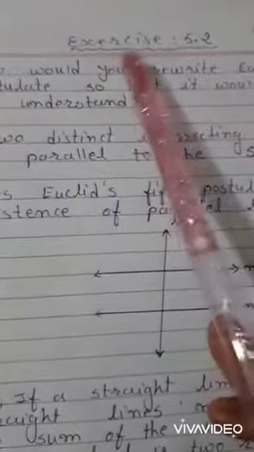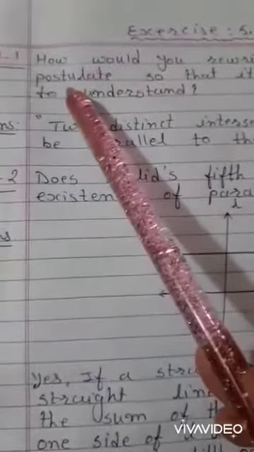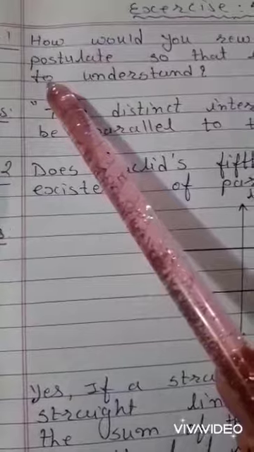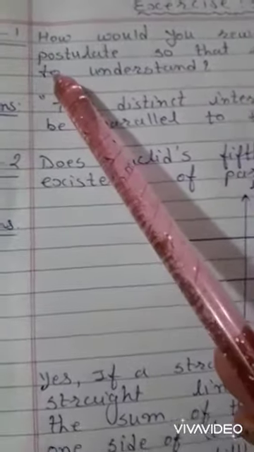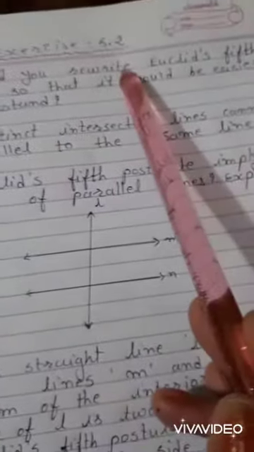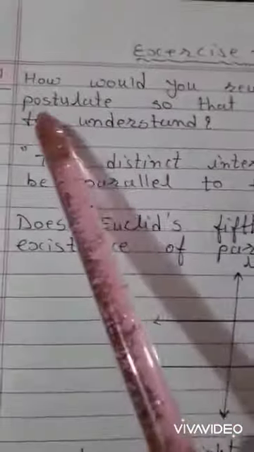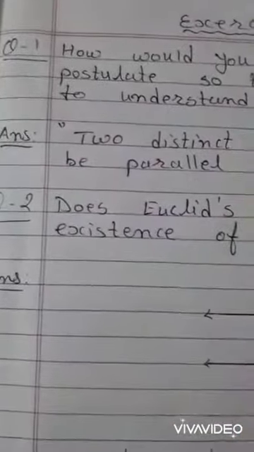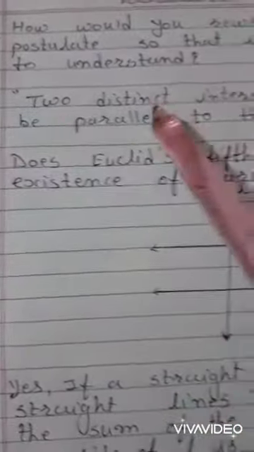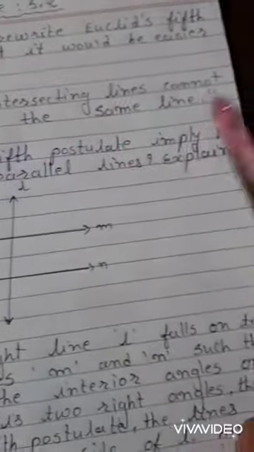Now we start exercise 5.2. I read the question. If you can't understand the question from this, you can take out the maths textbook and read the question from there. How would you rewrite Euclid's fifth postulate so that it would be easier to understand? Answer. Two distinct intersecting lines cannot be parallel to the same line. This is a simple language for the fifth postulate.